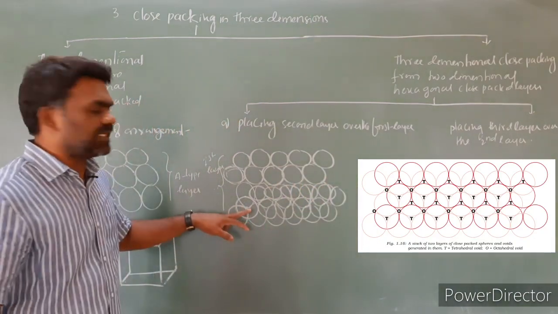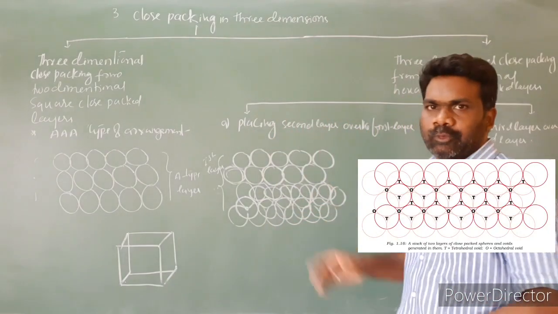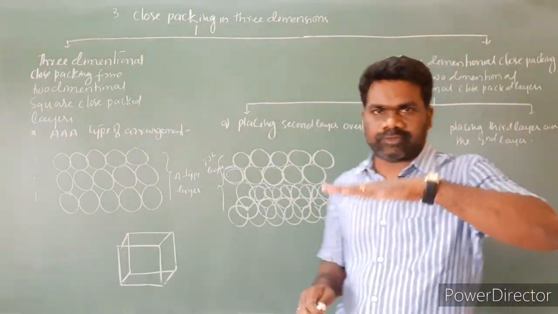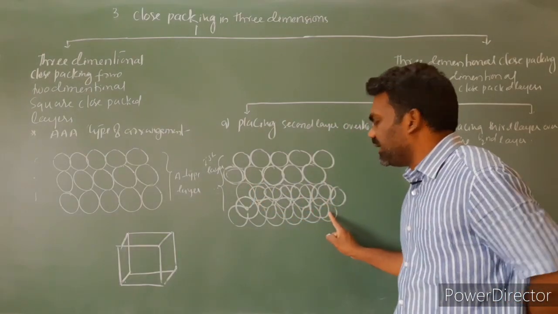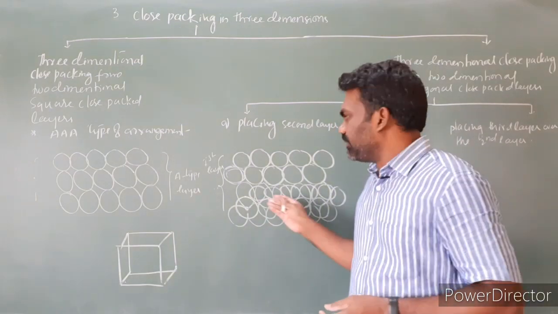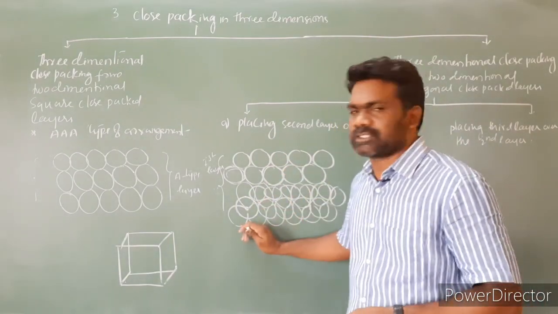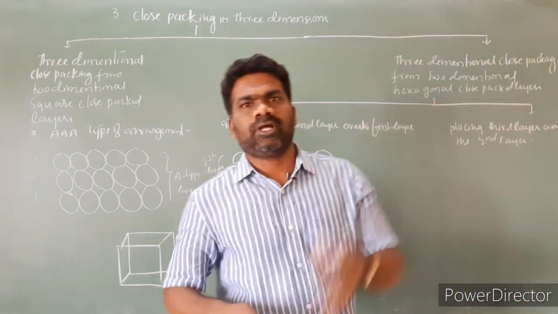So this is the second layer. What is my point is, here it is difficult to see. I took the first layer. In the first layer there are depressions. So I am taking the second layer and placing it over the depressions of the first layer. Next I have to arrange the third layer, similar to the first layer. Then we have to take the fourth layer, similar to the second layer. Like that we have to arrange.